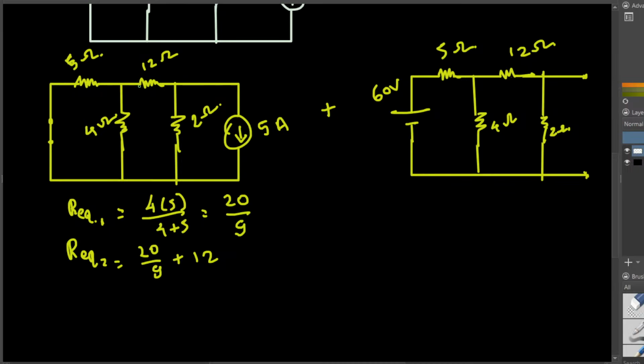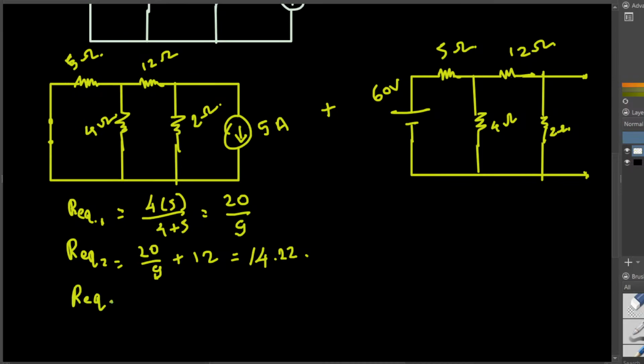This is the new equivalent resistor right here, and this one 2 ohm, and these two are going to be in parallel. And for the parallel, again, we use product over sum. Let's try to simplify this one. Let's see what we get here. Let me divide 20 by 9. 20 divided by 9, that is 2.22. So 2.22 plus 12, that is 14.22 right here. And then after that, we do the product over sum again for this one, 2 and 14.22.